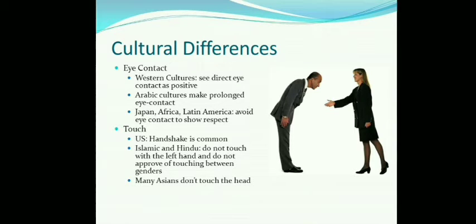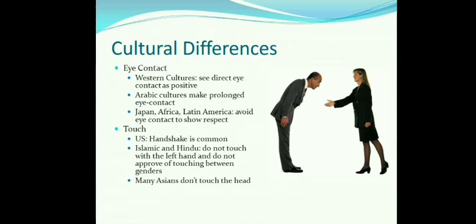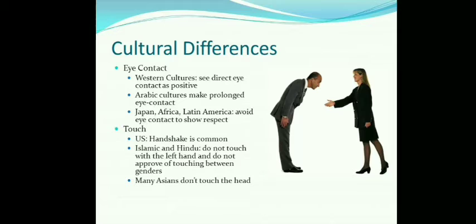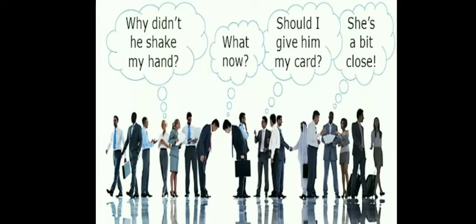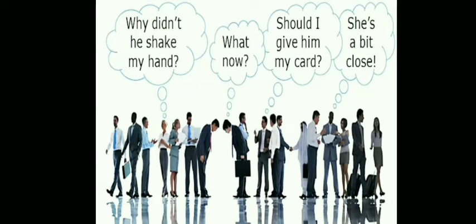It may differ, for example, in eye contact. Eye contact differs in Western countries, in the Arabic countries, and Japanese, African, Latin American countries. After the lecture, you can look through the PPT thoroughly and read the difference between eye contact and touch between the countries written on the screen. Japanese, African, and Latin American people avoid eye contact, but in Western countries, they prefer eye contact.